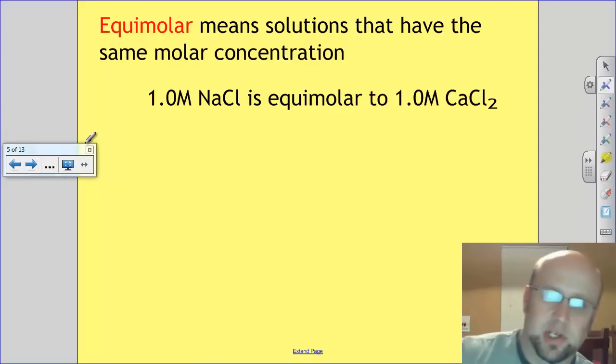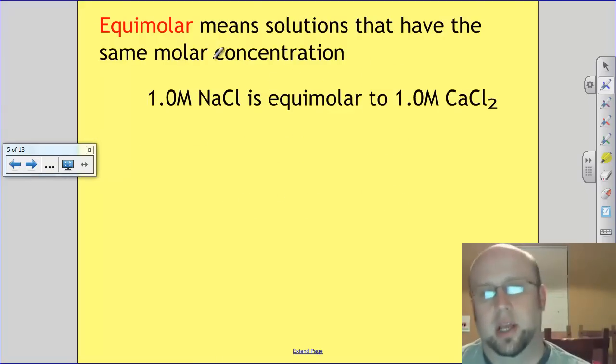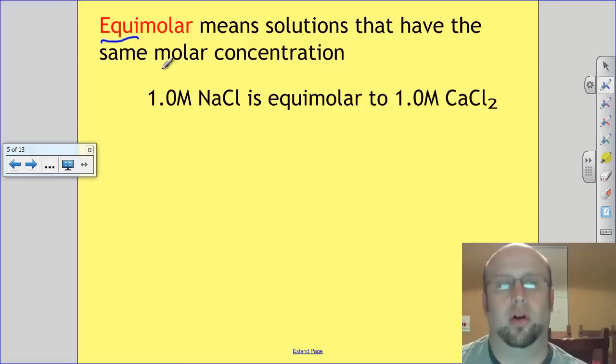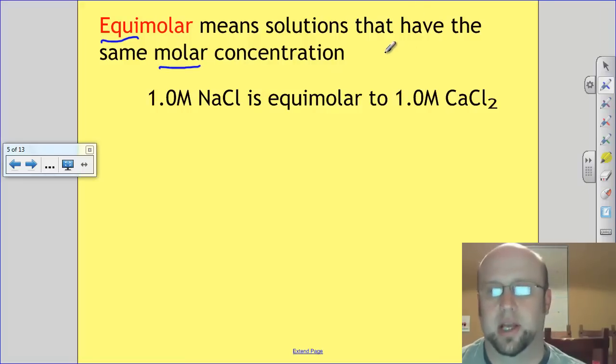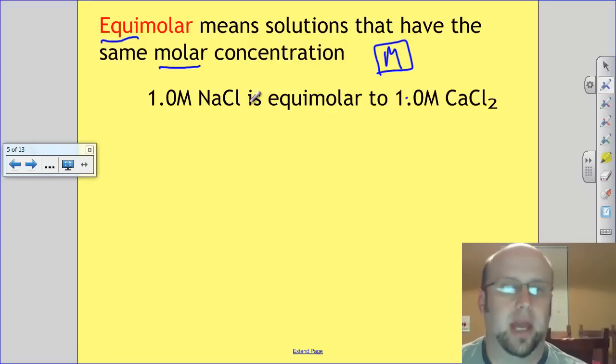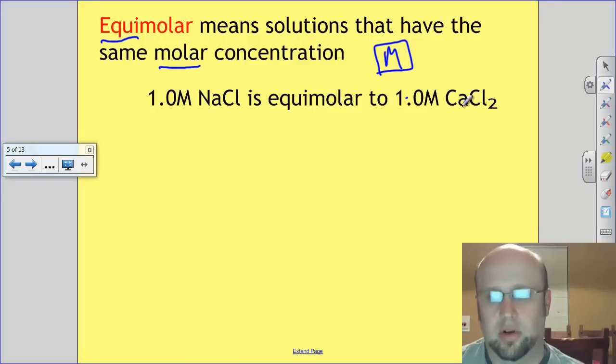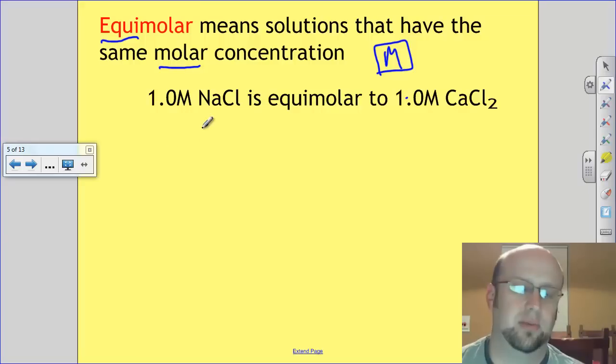Now, it becomes especially important when we want to compare things that are equimolar. That seems like a really complicated word, but it actually means pretty much just what it sounds like. Equa means equal, and molar means the concentration in molarity. Remember, capital M, that's molarity, moles per liter. And so that basically means that if 2 things have the same molarity, they are what we call equimolar. So a 1 molar solution of sodium chloride is equimolar to a 1 molar solution of calcium chloride.